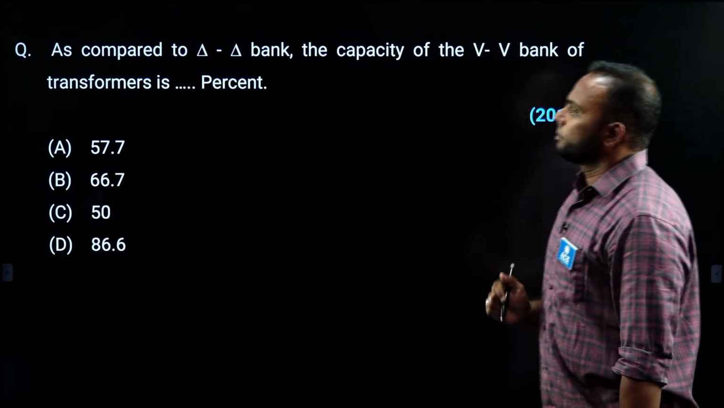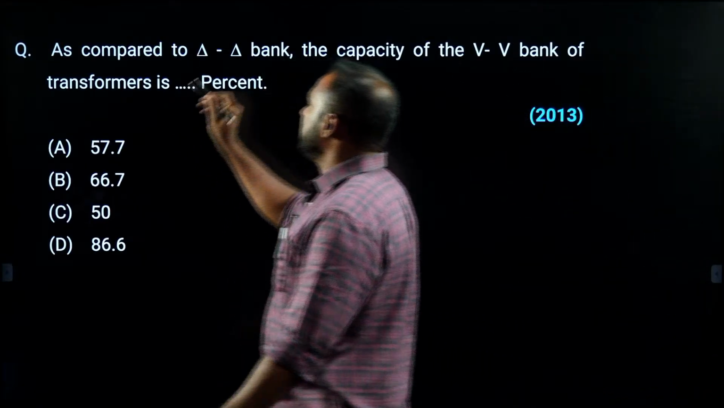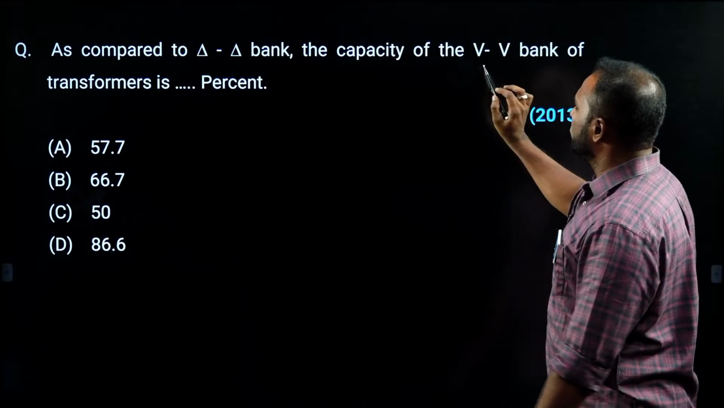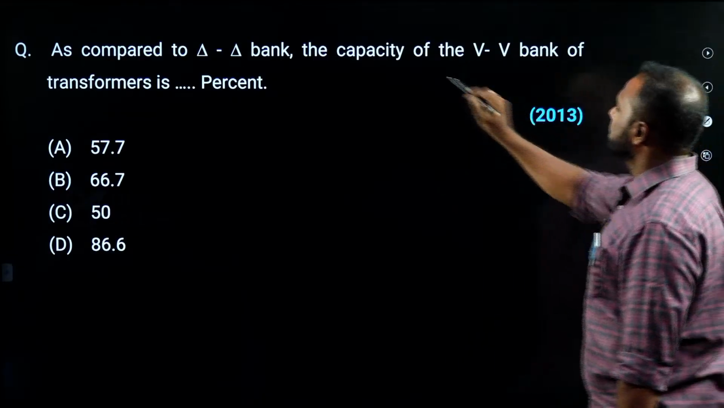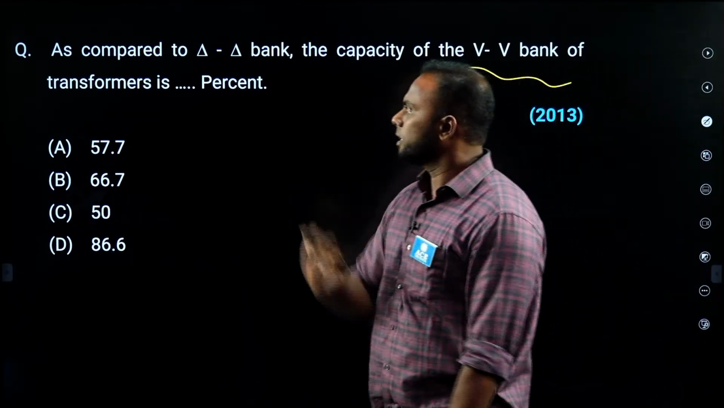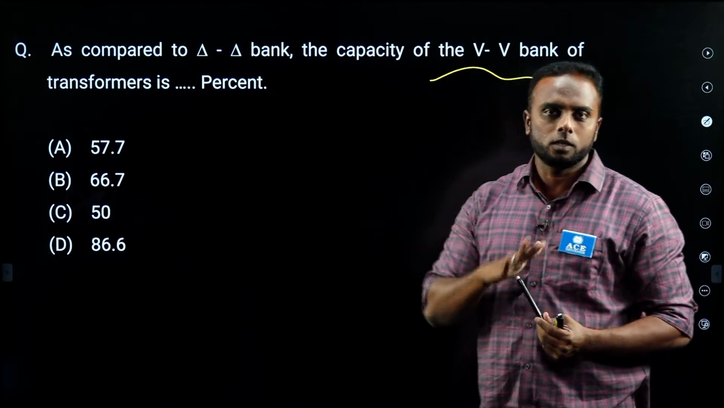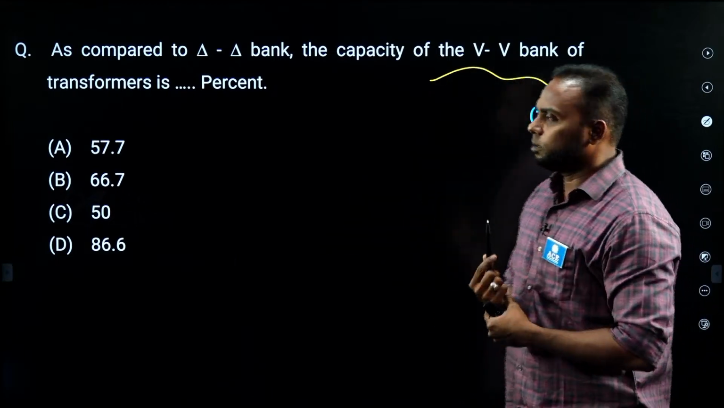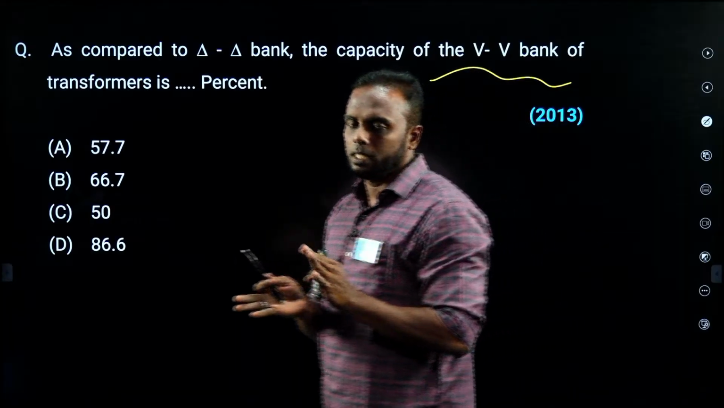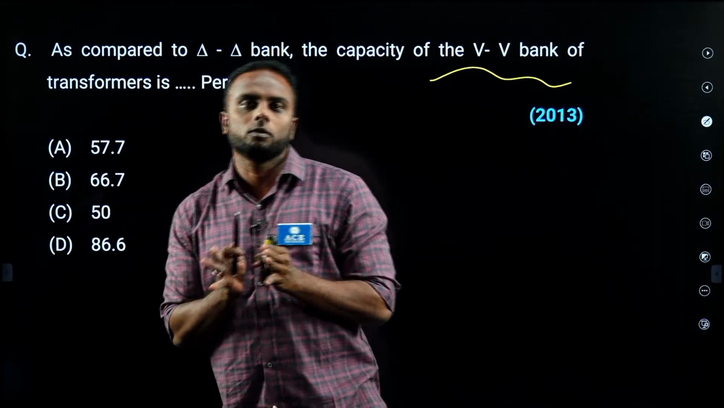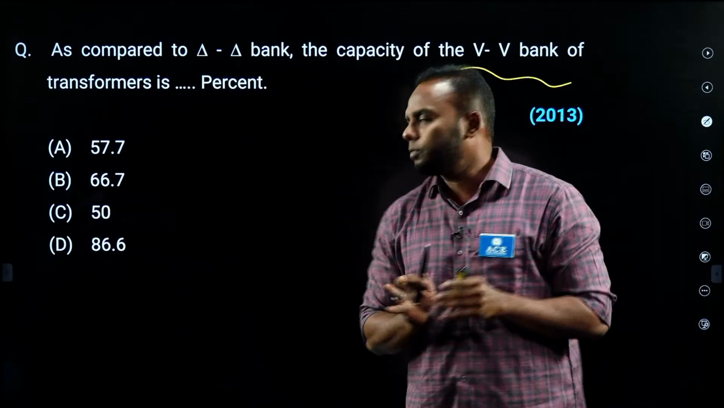See the first question here. As compared to a delta-delta bank, the capacity of an open delta is dash percentage. Initially a delta-delta transformer is there, now it is converted to open delta. Then what is the percentage of this? When delta-delta is converted into open delta, definitely the capacity will be reduced to what?